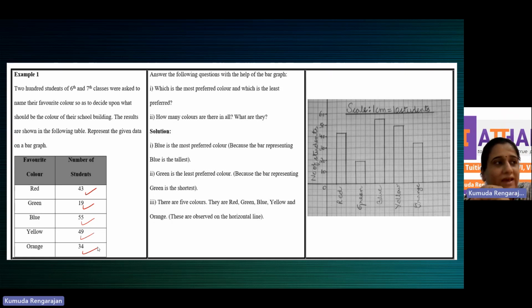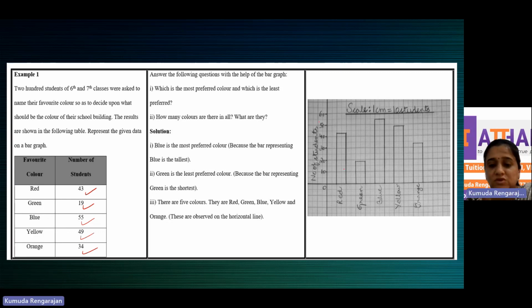So the scale depends on the numbers involved in the data. The scale is not fixed. It depends on the numbers involved in the data. So for this data, where the highest value is less than 60, you can take 1 centimeter as 10 units. So now look at the graph here.